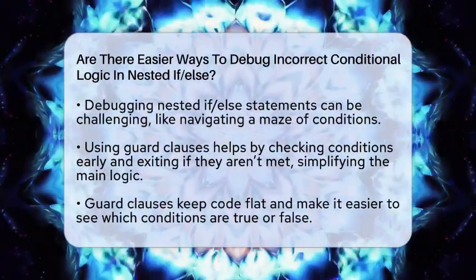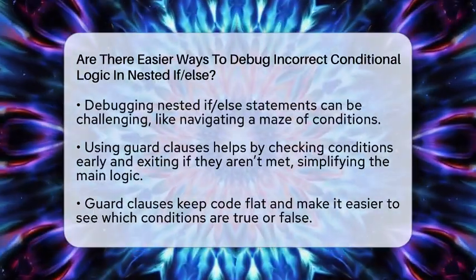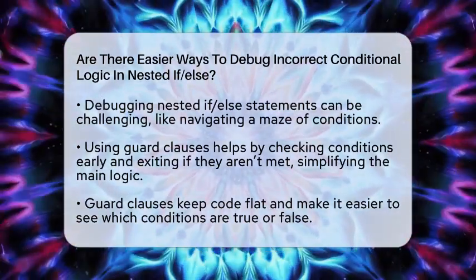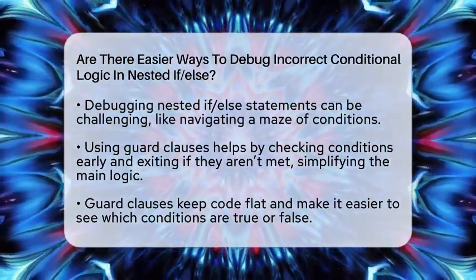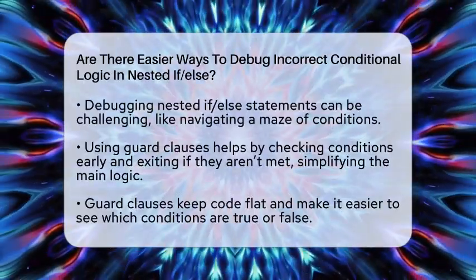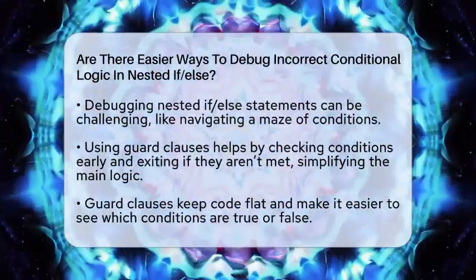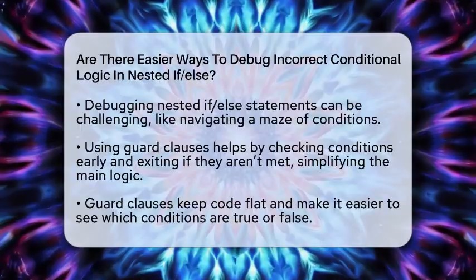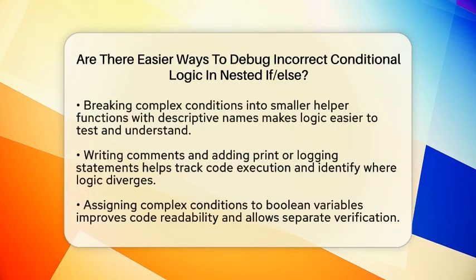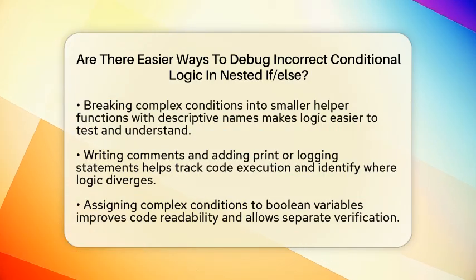One of the best techniques is using guard clauses. Think of guard clauses as quick checkpoints at the start of your code. They check for specific conditions and exit early if something isn't right. This keeps your main logic flat and easy to follow, instead of buried deep inside many nested blocks. When you write guard clauses, you can immediately see which conditions are true and which are not. That makes spotting logical errors much faster.